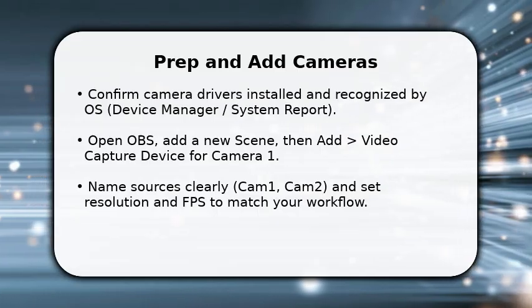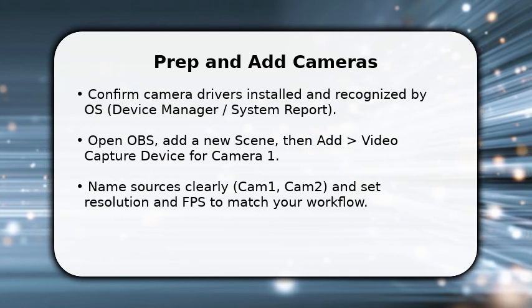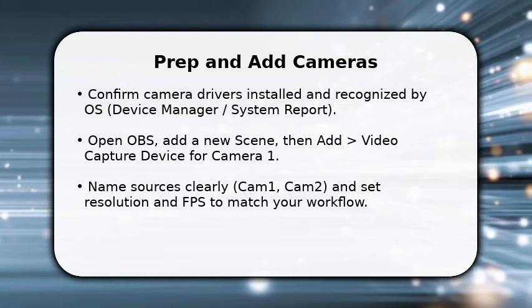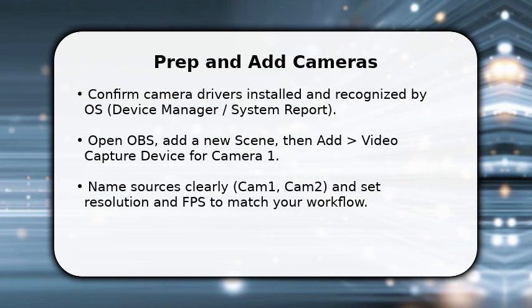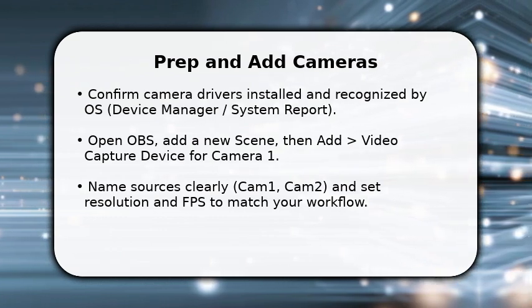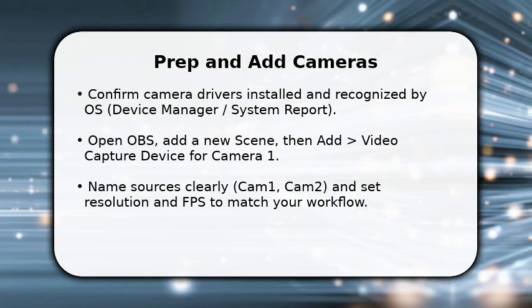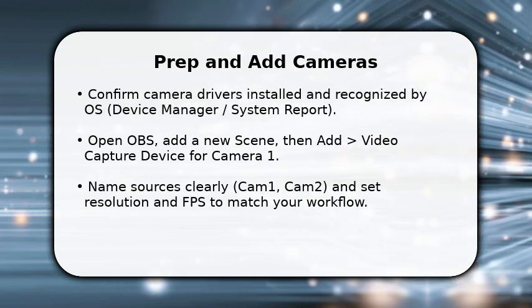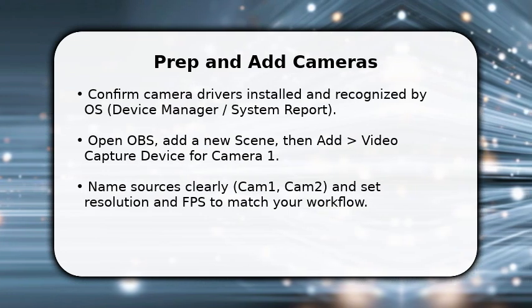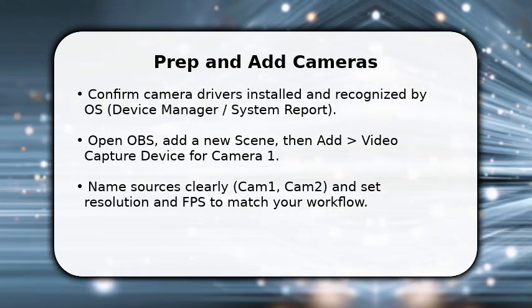You'll start by making sure each camera is ready and visible to OBS. The why is stability. OBS needs consistent device ID. Once done, create a scene and add a video capture device for your first camera, naming it clearly. Set the resolution and FPS now so sources match. Mismatch settings cause dropped frames.